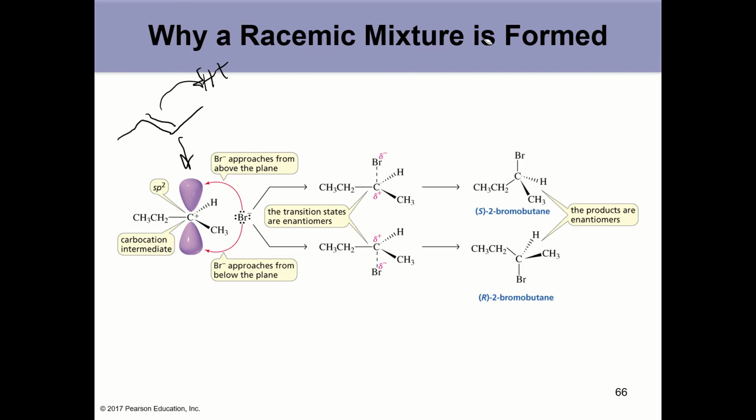So why is a racemic mixture formed? In this reaction, it is because we go through a carbocation intermediate. At the step where we have the carbocation intermediate, the bromide ion can add to either the top or the bottom of the empty p orbital that will exist when we have an sp2 carbon. So if the bromide adds to the top of the empty p orbital, we produce one isomer, and if it adds to the bottom of this empty p orbital, then it produces the other isomer. And in that way, we produce both S-2-bromobutane and R-2-bromobutane.